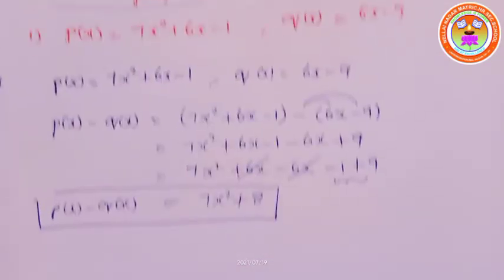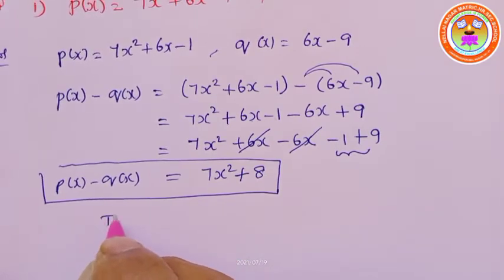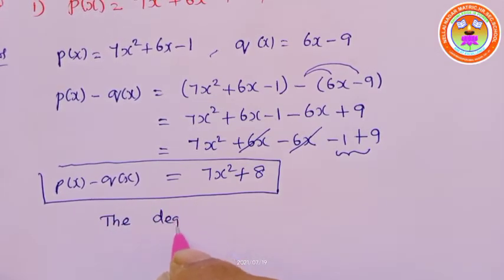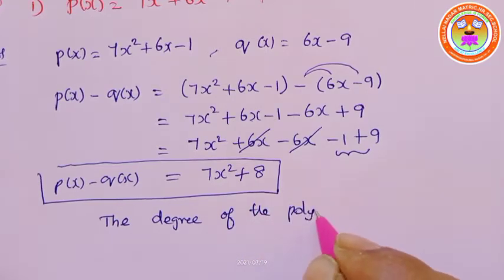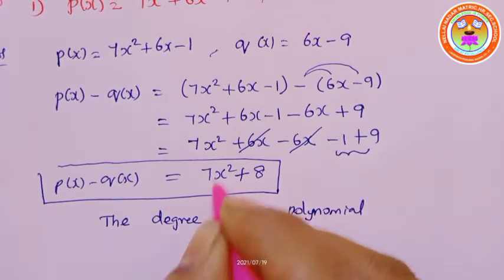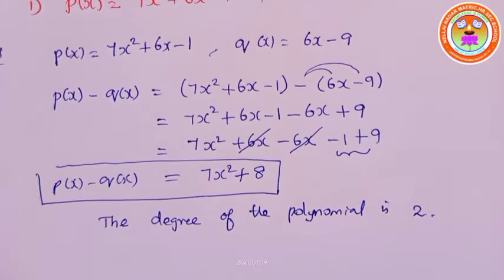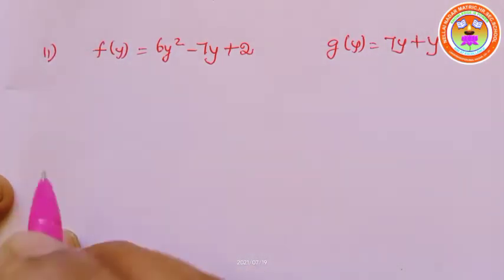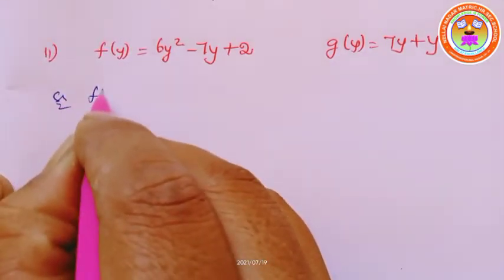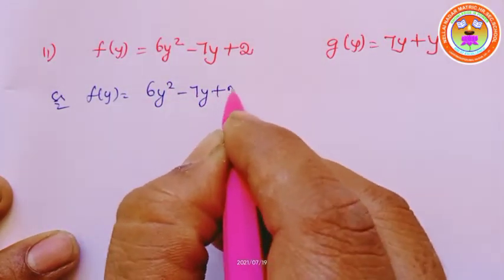It's clear, students? Now you are going to find the degree. The degree of the polynomial is, what is the degree of the polynomial? Yes, 2. Highest degree is 2. It's clear, students? Second one, f of y is equal to 6y squared minus 7y plus 2.